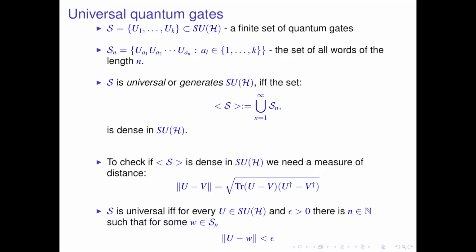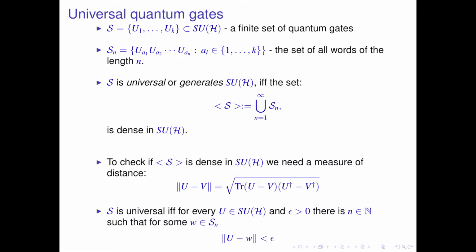So perhaps one more comment. Why do we actually need this kind of a definition? Why can we not say simply that the set is universal if I can obtain all elements from the group SU(d) by building those words? There is a very basic reason. SU(d) is a continuous group, so it has a continuum number of elements. And by creating those words, I can only get a countable set. So I cannot, with a countable set, obtain all the elements from the set which has continuum number of elements.